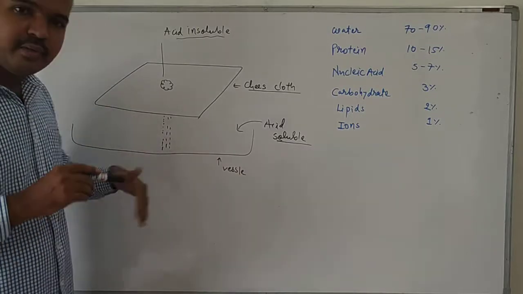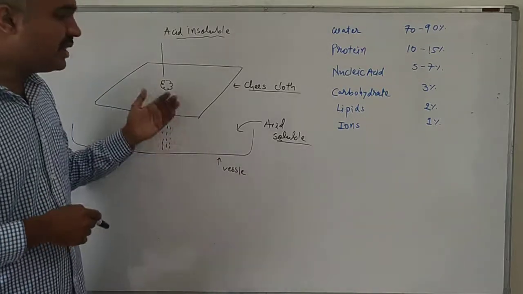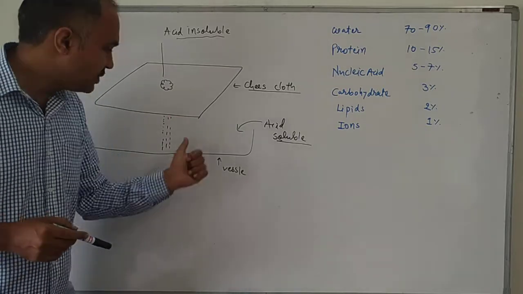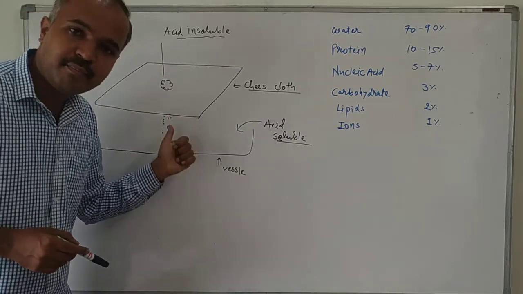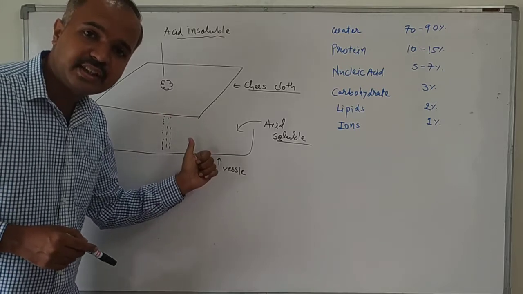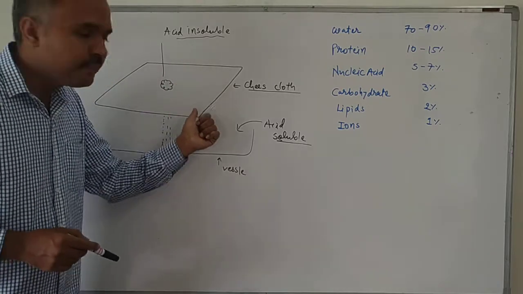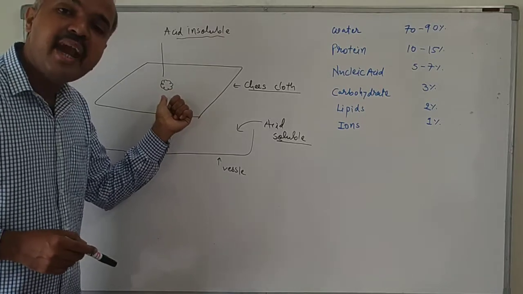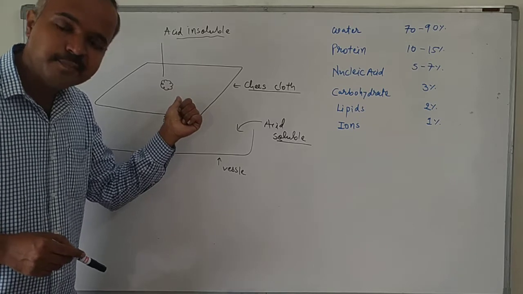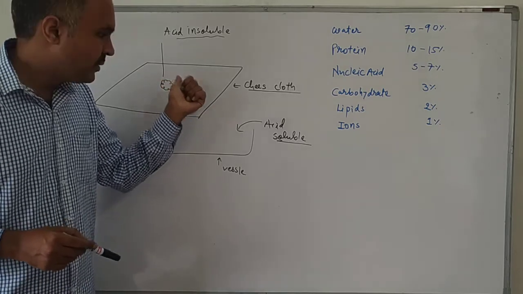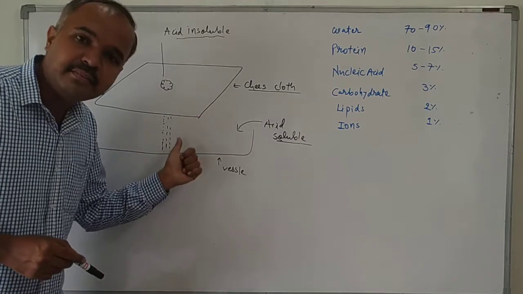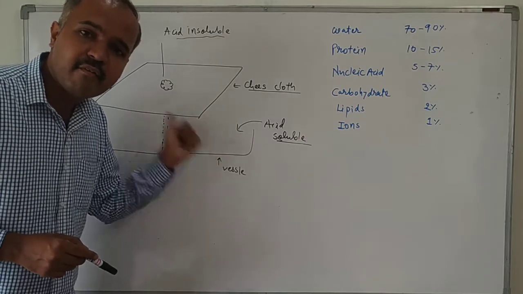Now we are going further and we will ask what is the molecular weight of the substances which are present in the vessel, and what is the molecular weight of the substances which remain on the cheesecloth.